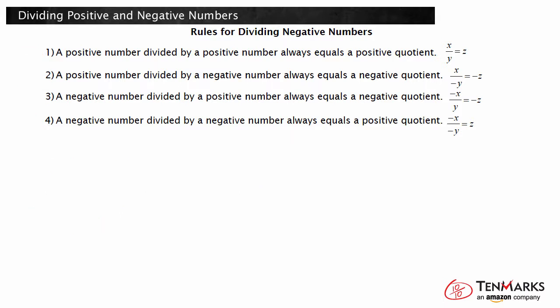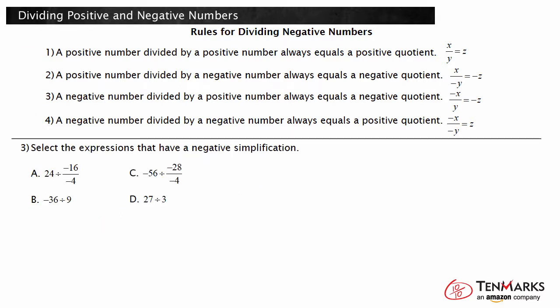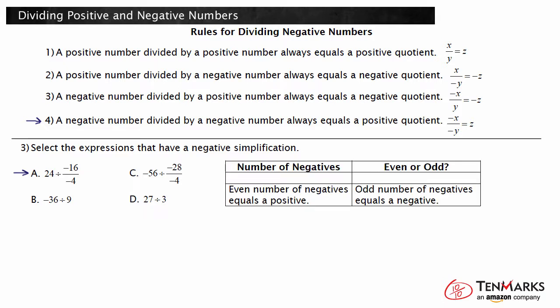Let's go on to our final example. Select the expressions that have a negative simplification. We need to determine which expressions have a negative solution. Let's look at choice A. We can use our chart and rules to determine if the solution will be negative. There are two negatives in this expression. Our rules tell us that two negatives equal a positive. We can double check this in our chart. An even number of negatives equals a positive. Choice A can be crossed out because the solution is positive.